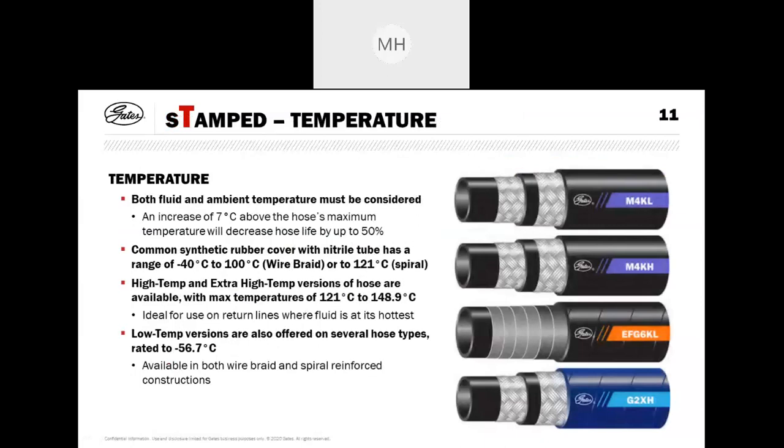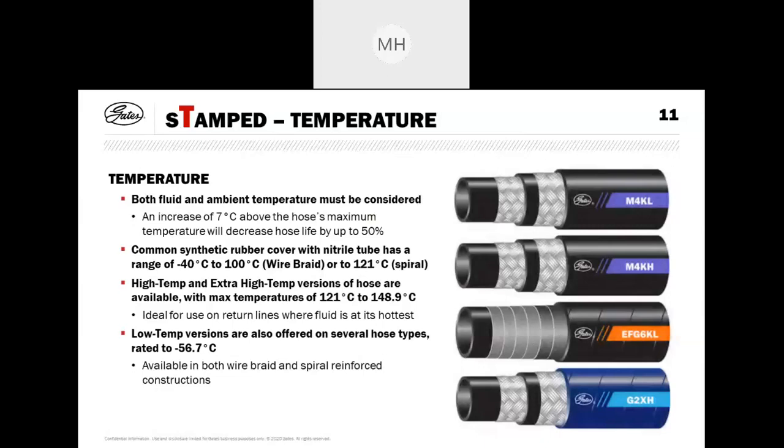We do have high temp and extra high temp versions of a hose. These can go from maximum temperatures of 121 degrees up to just shy of 150 degrees. So these normally are return lines where things are very, very hot, or environments where the temperatures externally can get very, very warm. We also offer a low temp version, probably not applicable for a lot of places around Australia, but it can go down as low as negative 56 to 57 degrees. And that's available in both wire braid and spiral reinforcement.